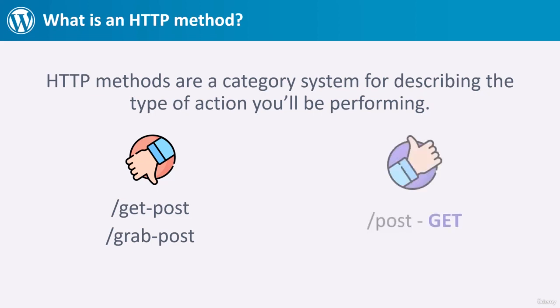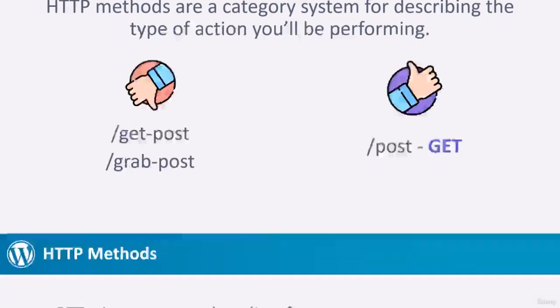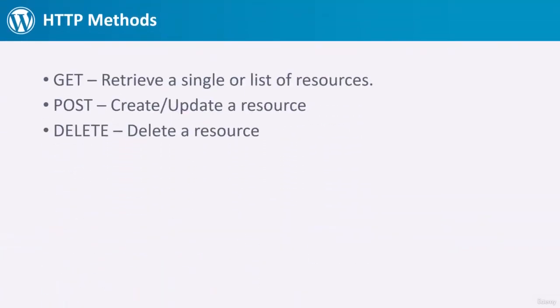There's a better way to write endpoints. The endpoint should describe the resources, not the action. The action can be described with an HTTP method. This naming practice adds clarity and simplicity. There are dozens of HTTP methods. Luckily, we can focus on a handful of them.